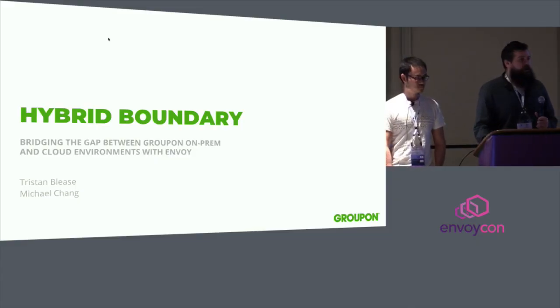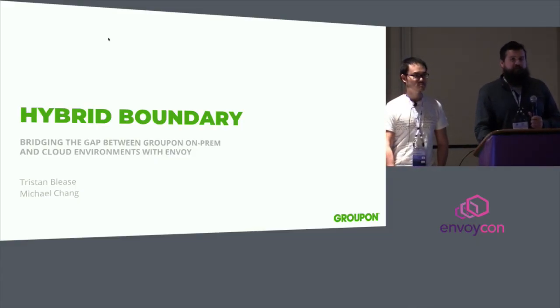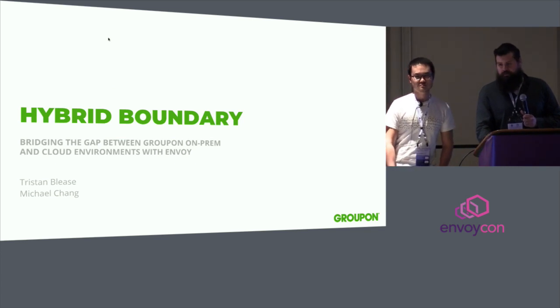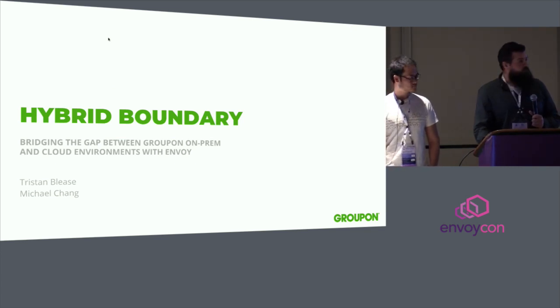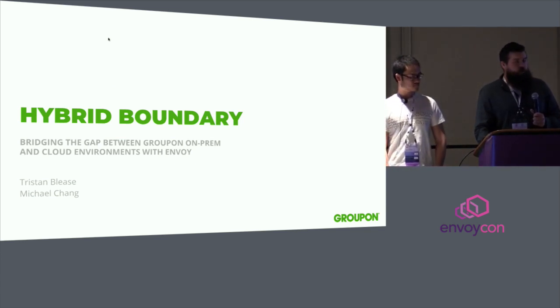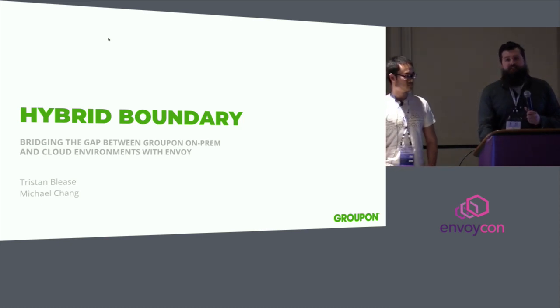And we're here to talk to you folks a little bit about the hybrid boundary, which is a project that we've been involved with at Groupon. And we're pretty excited to share with you folks a journey that we're on our way through right now. So Groupon, as it is today, has largely existed in on-prem data centers. Now, today, we are moving our workloads to the cloud. This is a pretty exciting time for us.